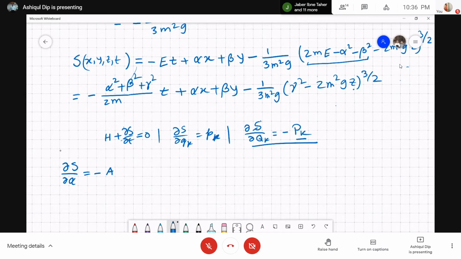Big pk and big qk are constants. So now take the derivative. What do you get if you take delta S by delta alpha? I will get negative alpha by mt from this part, right? Plus x. So this is my final equation, the one I wanted to find. So invert your x now.